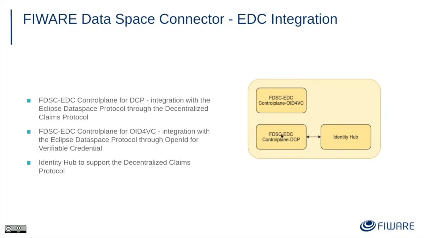In case of the EDC being used with DCP, we obviously also need Identity Hub to support the decentralized claims protocol. So this can also be deployed as part of the FIWARE Data Space Connector and directly integrated into the Data Space Connector. I will go into more detail on the Eclipse Dataspace protocol integration in the Friday session. There we have a dedicated space for that. So I will not talk much more about that. But in general, we are supporting the full data space protocol through DCP and through OID for VC.